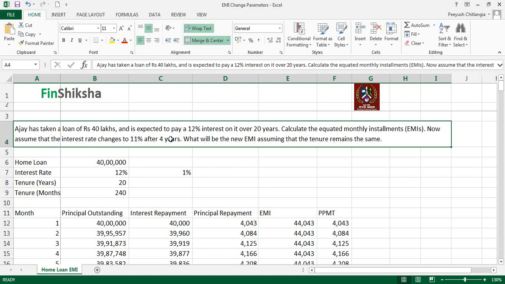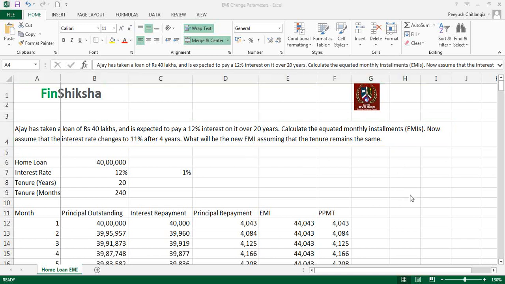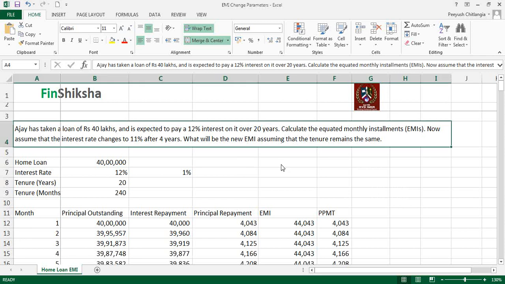We keep hearing in the news items that RBI might cut interest rates and so on and so forth. Let's assume that cut in interest rate happens. Once that happens, what do we think is the likely outcome on the EMI? That's what we're going to look at as of now, assuming that the tenure remains the same. What happens to the EMI, right?